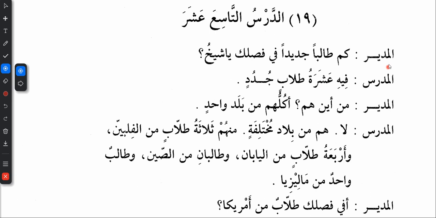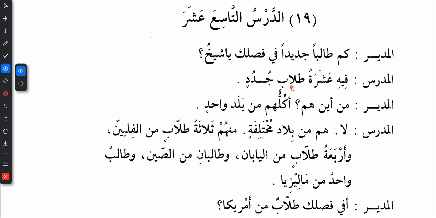This lesson is similar. It's the conversation between the teacher and the students, and now you can see the same questioning tool kam has been used here. Kam taliban jadidan. So this is the sifa for taliban. Fi faslik ya shaykhu. Ya shaykhu, oh mister. Faslik means in your class. So the teacher says fihi asharatu tullabin jududin. Jududin is the sifa for tullabin.